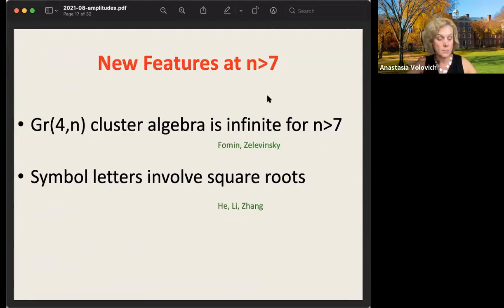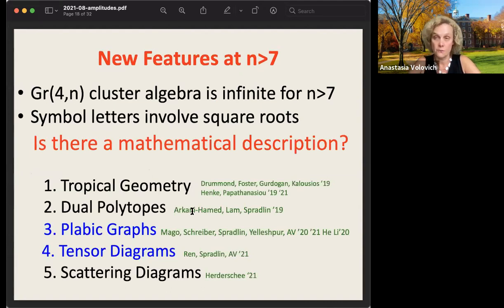Now, since there are new computations done by Song et al., we would like to see what happens for higher points. Of course, it's been known since our original work that for Gr(4,n) with n greater than 7, the number of cluster coordinates becomes infinite, and that's been known since Fomin and Zelevinsky. And now, explicitly done by Song, He, Li, and Zhang, the symbol letters start involving square roots. In cluster literature, you usually have just rational functions. So we would like to explain these two new features.